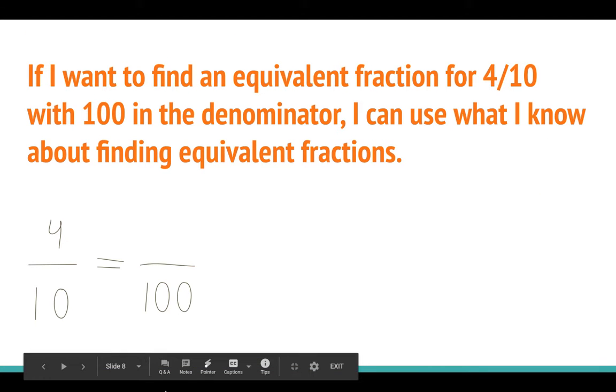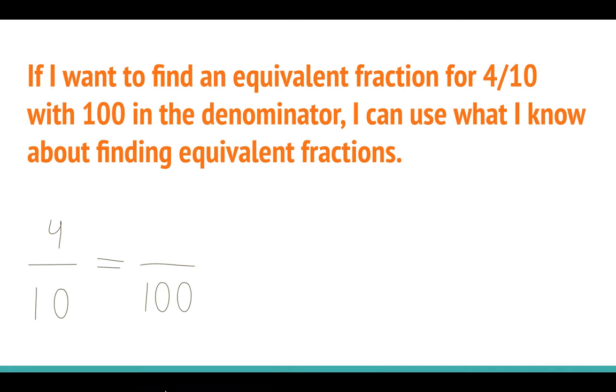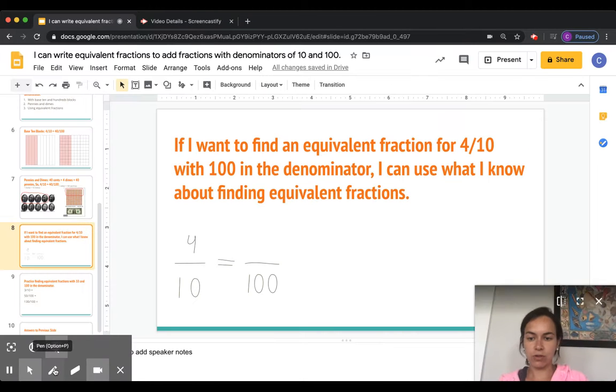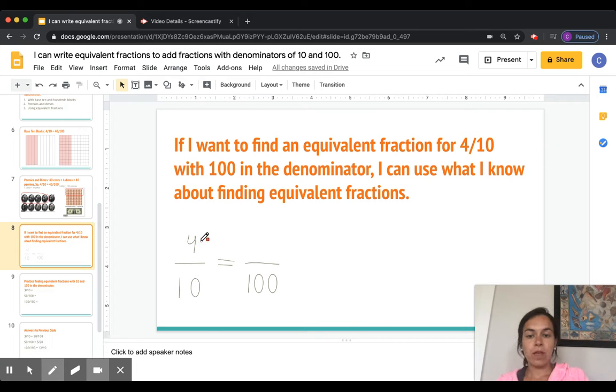My last way is finding the equivalent fraction for 4/10 with 100 in the denominator. And I can use what I know about finding equivalent fractions. So for this one, I will show you guys that if I'm setting up to find equivalent fractions, I want to know, what did I multiply 10 by to get 100? And I know that I would do 10 times 10, and that equals 100.